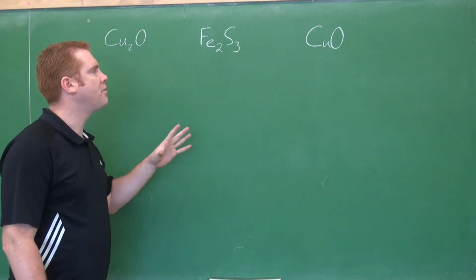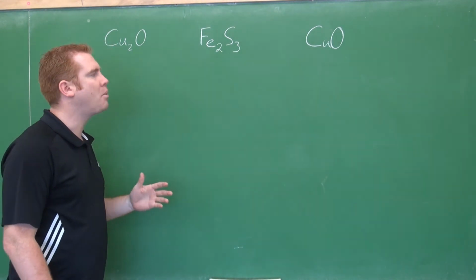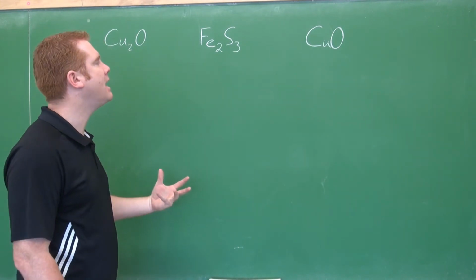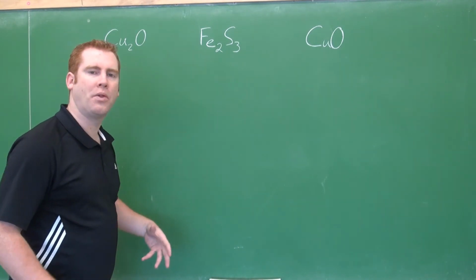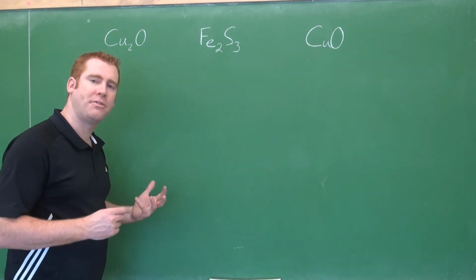Now the compounds that involve the multivalent elements are a little bit trickier to name because now we're no longer just writing down the elements' names and slapping the -ide on the end. Now we need to indicate what the Roman numeral is in the middle. We need to indicate what its charge was. Well, how do we figure that out?